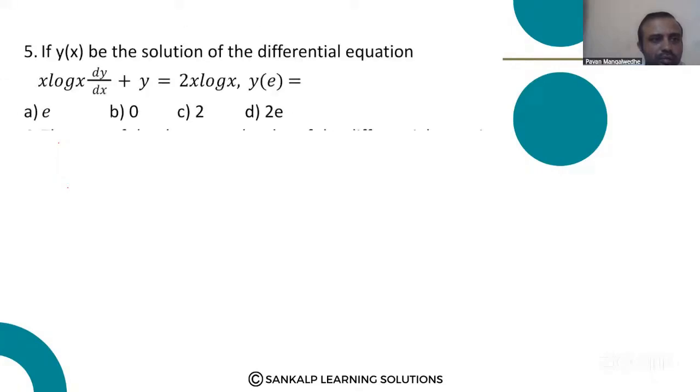Question number 5. Try to solve this. If y of x is the solution of the differential equation x log x into dy by dx plus y is equal to 2x log x, then y of e is equal to what? Just try to analyze the question. This question is a bit confusing. y of x is the solution of the equation x log x dy by dx plus y is 2x into log x. At that time, y of e is what?